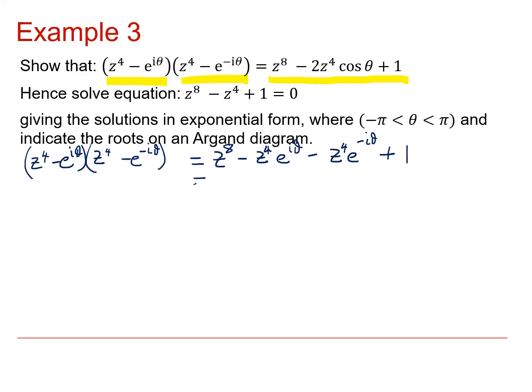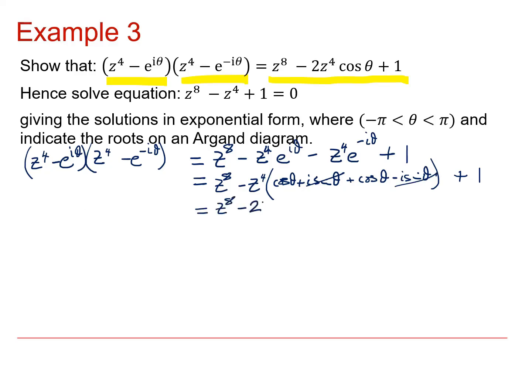If I look at what I've got in the middle here, I've got z to the 8 at the beginning, and then I've got a minus z to the 4 times e to the i theta, which is cos theta plus i sine theta, and e to the minus i theta, which is cos theta minus i sine theta, and I've got my plus 1 on the end. These two bits are going to go, leaving me with just z to the 8 minus 2z to the 4 cos theta plus 1 as required.